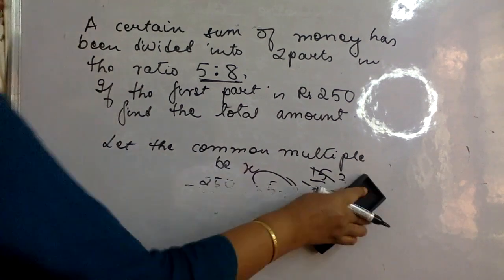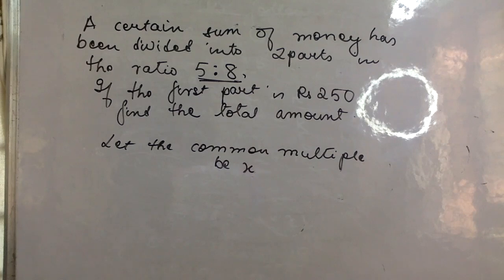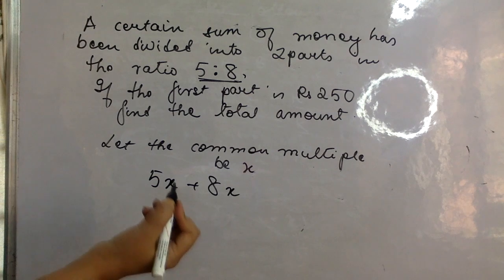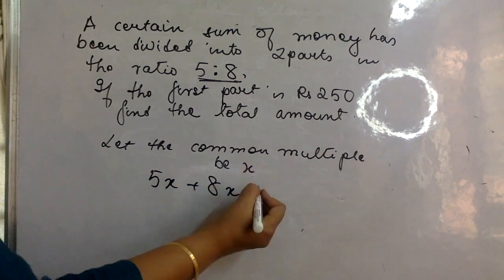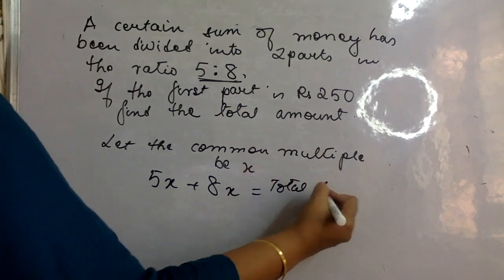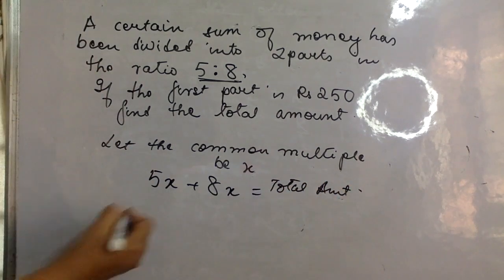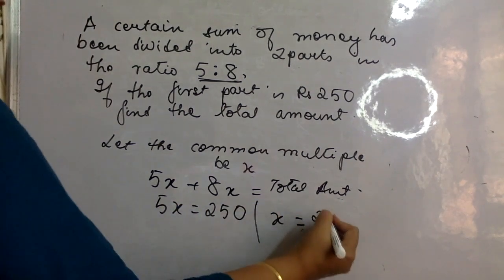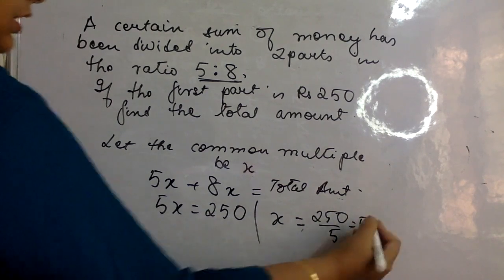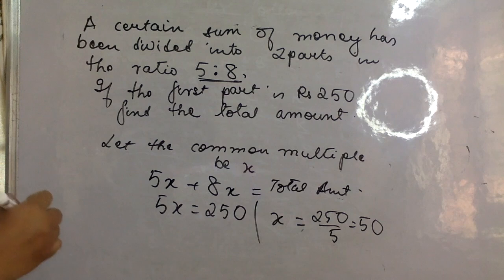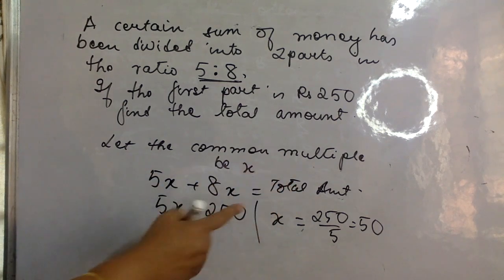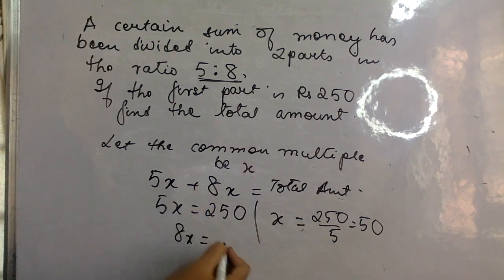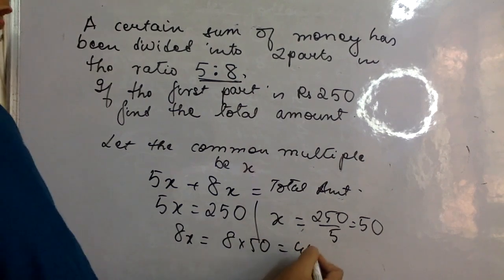So now here, after giving the common multiple, 5x plus 8x is equal to the total amount. But I don't know the total amount, but I do know something, that 5x is equal to 250, x is equal to 250 by 5, which is 50. So I know that x is equal to 50. Now I multiply the same 50 here. 8x is equal to how much? 8x is equal to 8 into 50, which is 400.